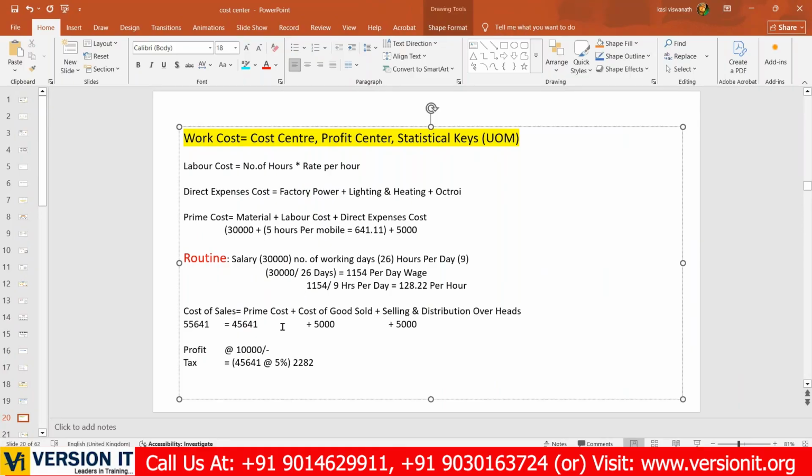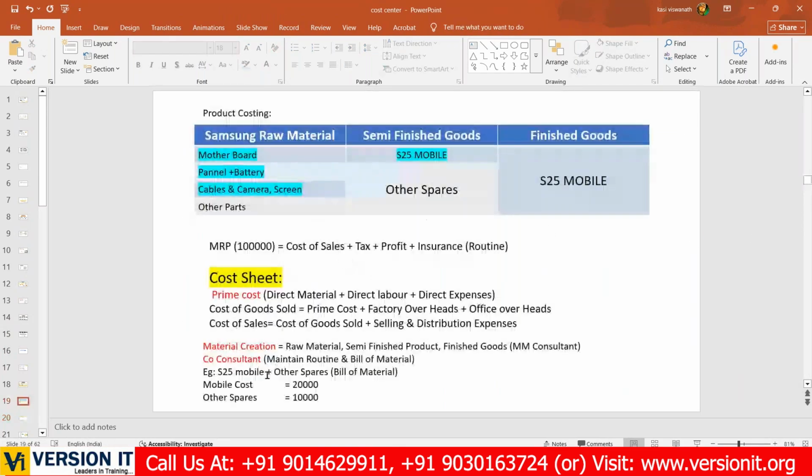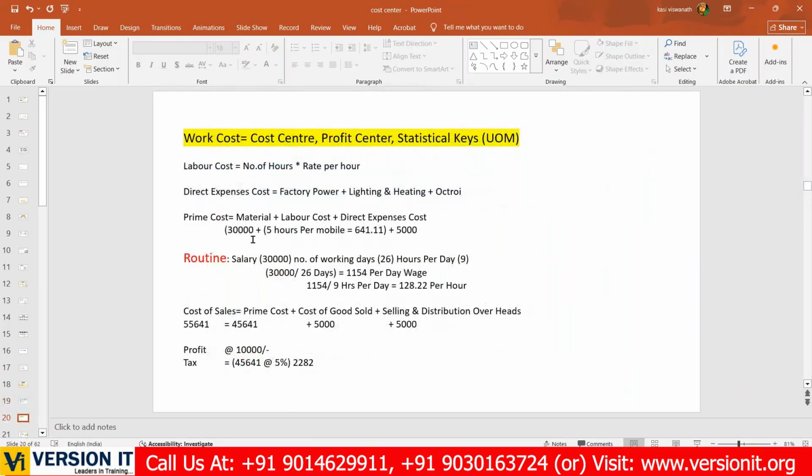So, I know the raw material value. How much value? 30,000. How come? Mobile cost 20,000, other space 10,000. Together 30,000. 30,000 plus one mobile assembling hour, 5 hours. One employee works 5 hours, then he has to finalize one mobile. Mention 30,000 plus.